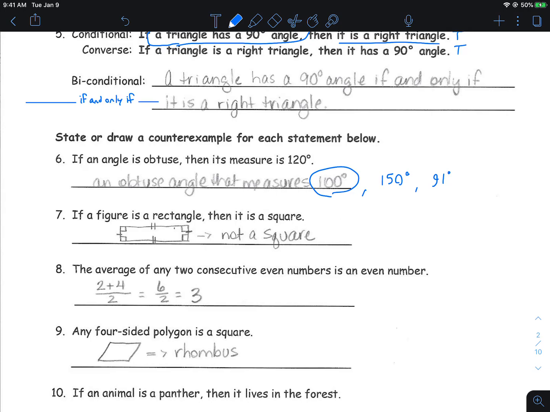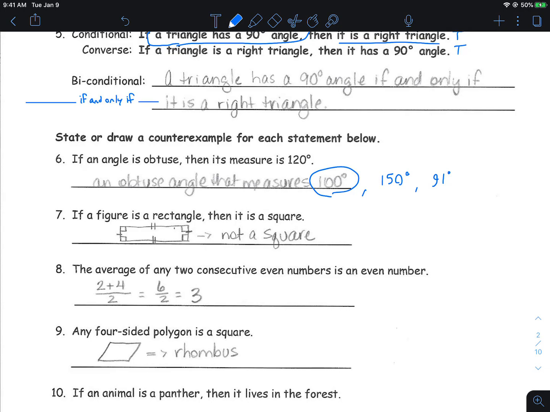Okay. You've got: if a figure is a rectangle, then it's a square. Not every rectangle is a square right there. Here's an example that's not a square. It's just a traditional rectangle. It's still got your four right angles, but the sides aren't the same length, so not a square.